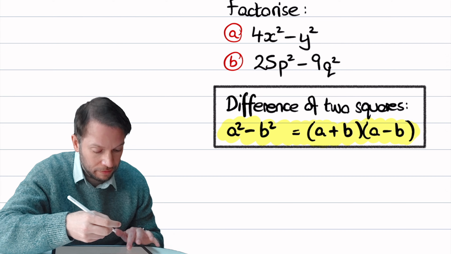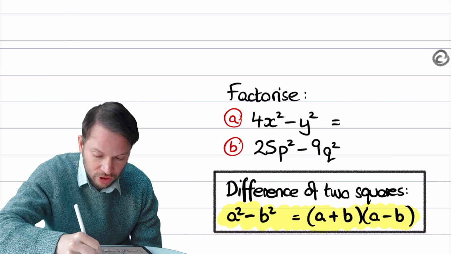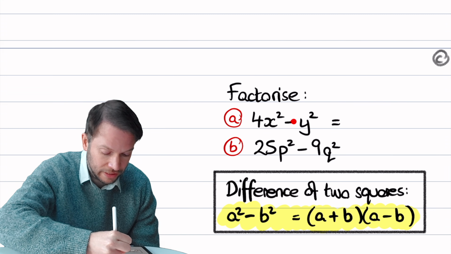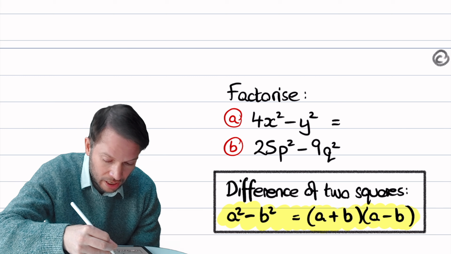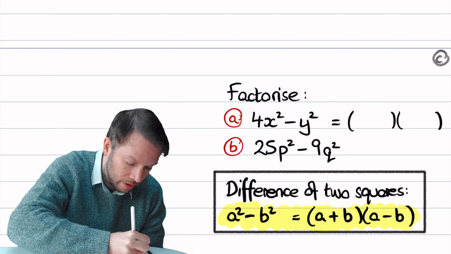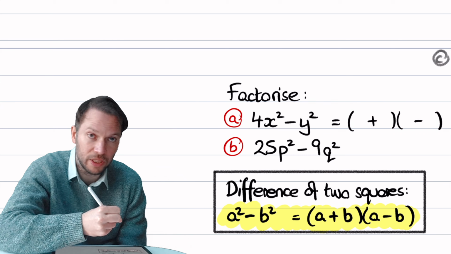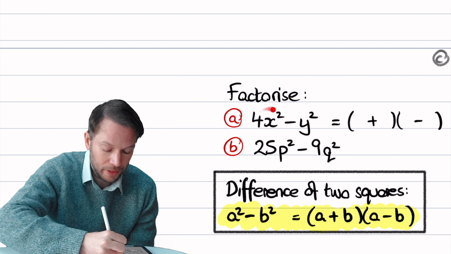So let's use that for these examples here. We can see that we do have a difference of two squares because look, it's a difference, a subtraction of two squared expressions. So we do two brackets with a plus in the middle of one, a minus in the middle of the other. Doesn't matter which way round. And then what we do is we do the square root of the first thing, the first term.